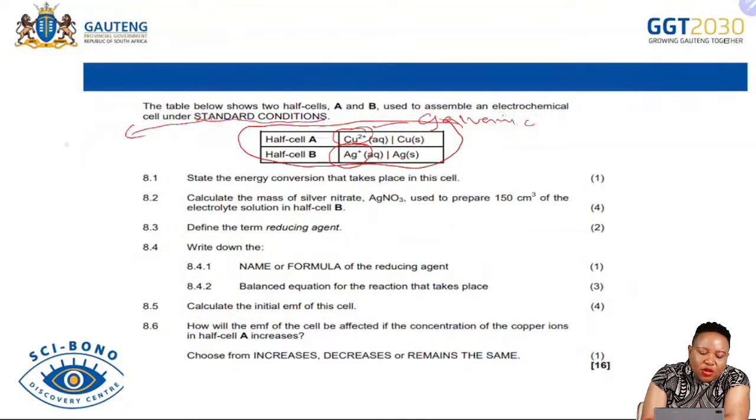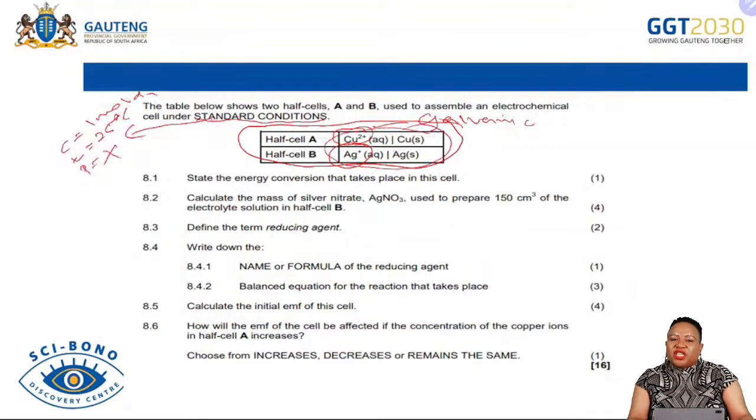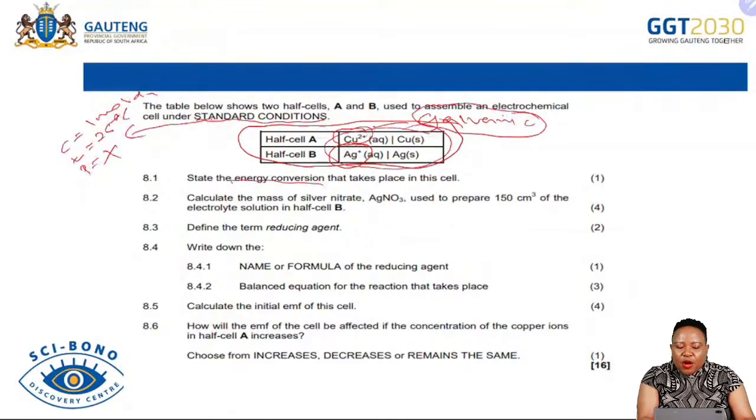So remember the conditions: concentration being equal to 1 mole per cubic decimeter, temperature being equal to 25 degrees Celsius, and pressure being equal to, but you can see that there is no gas here, so pressure will not be part of the conditions that will affect this cell. So the first question says state the energy conversion. Because we have identified that it's a galvanic cell by looking at the two electrolytes, you will explain it as chemical energy being converted to electrical energy.